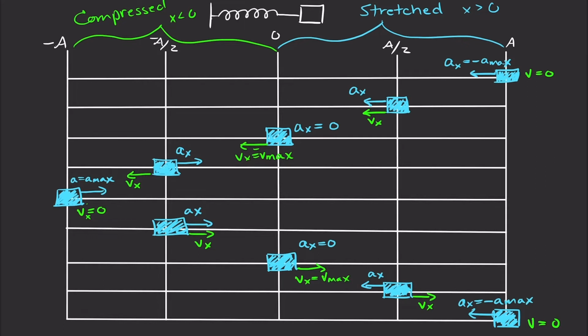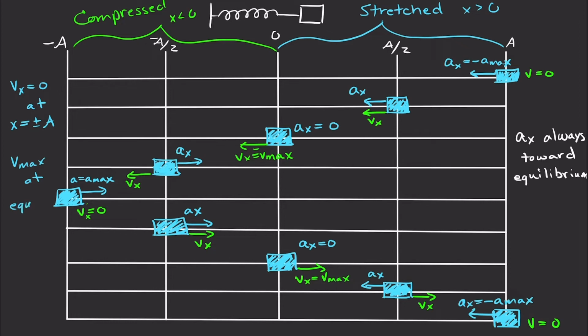Okay, so a couple of things to keep in mind. One, notice that Ax is always toward equilibrium. No matter where we were, the acceleration was in the same direction as the spring force, so it always points toward equilibrium. The other thing is the velocity is 0 when you're at the amplitude, plus or minus, so when x is plus or minus A. And then Vmax is always at equilibrium.